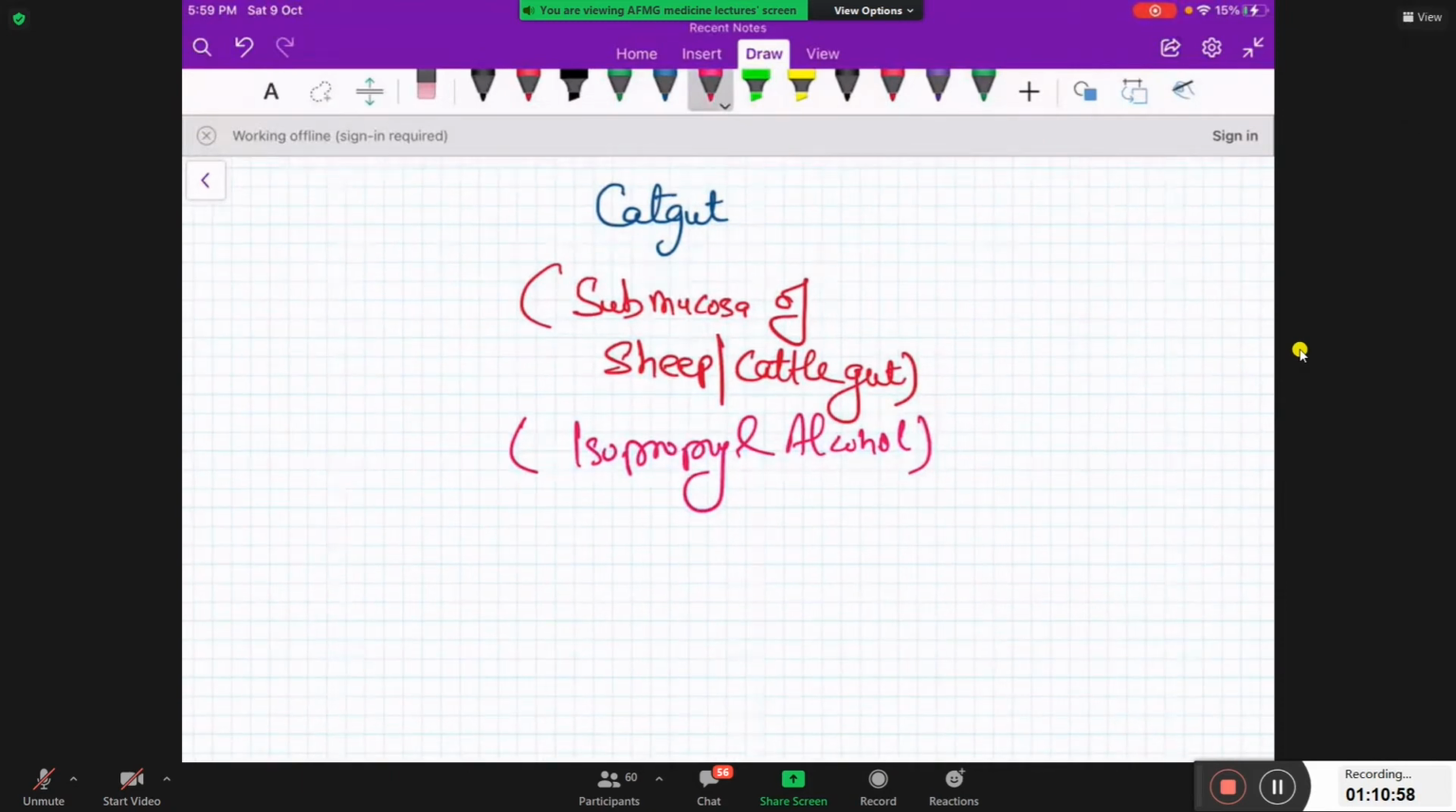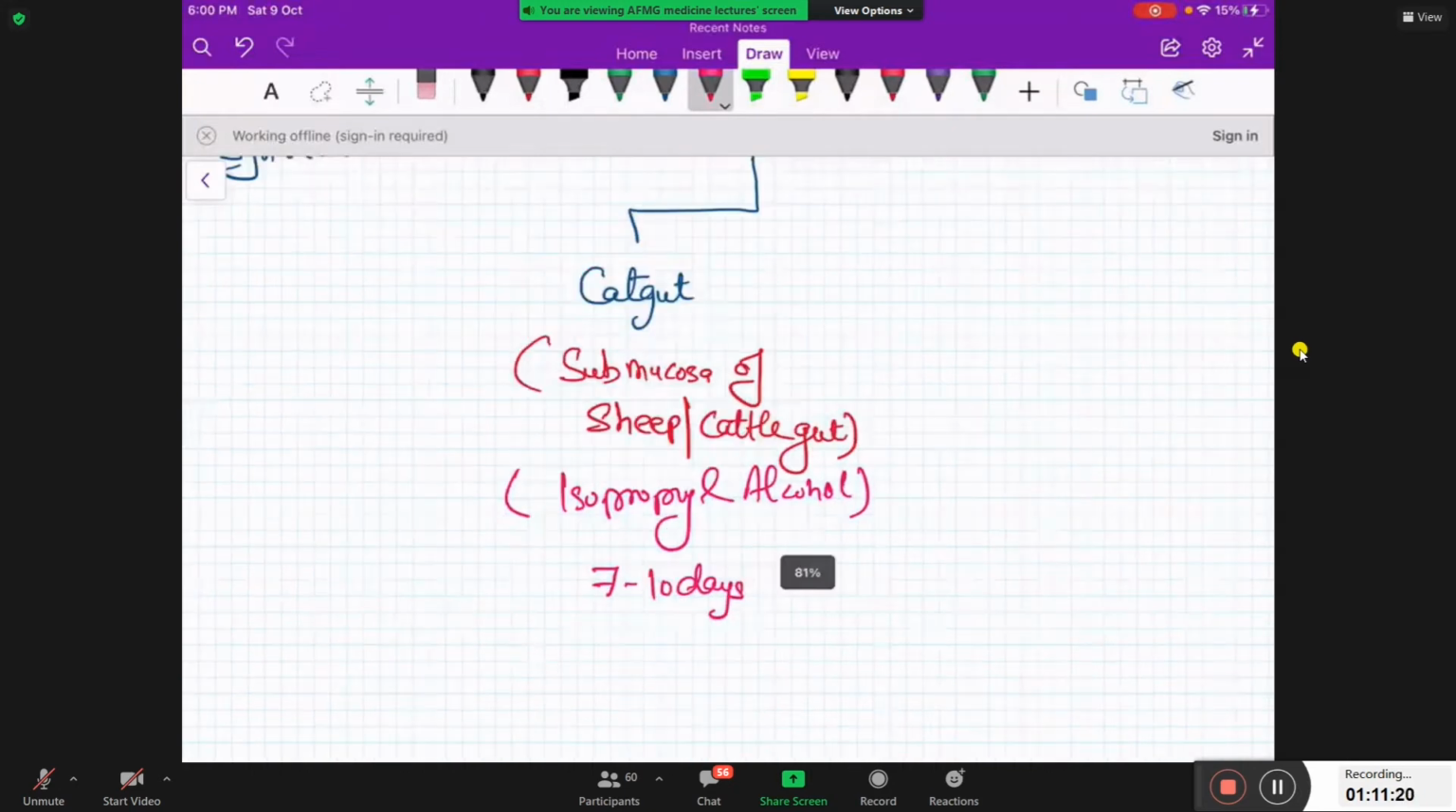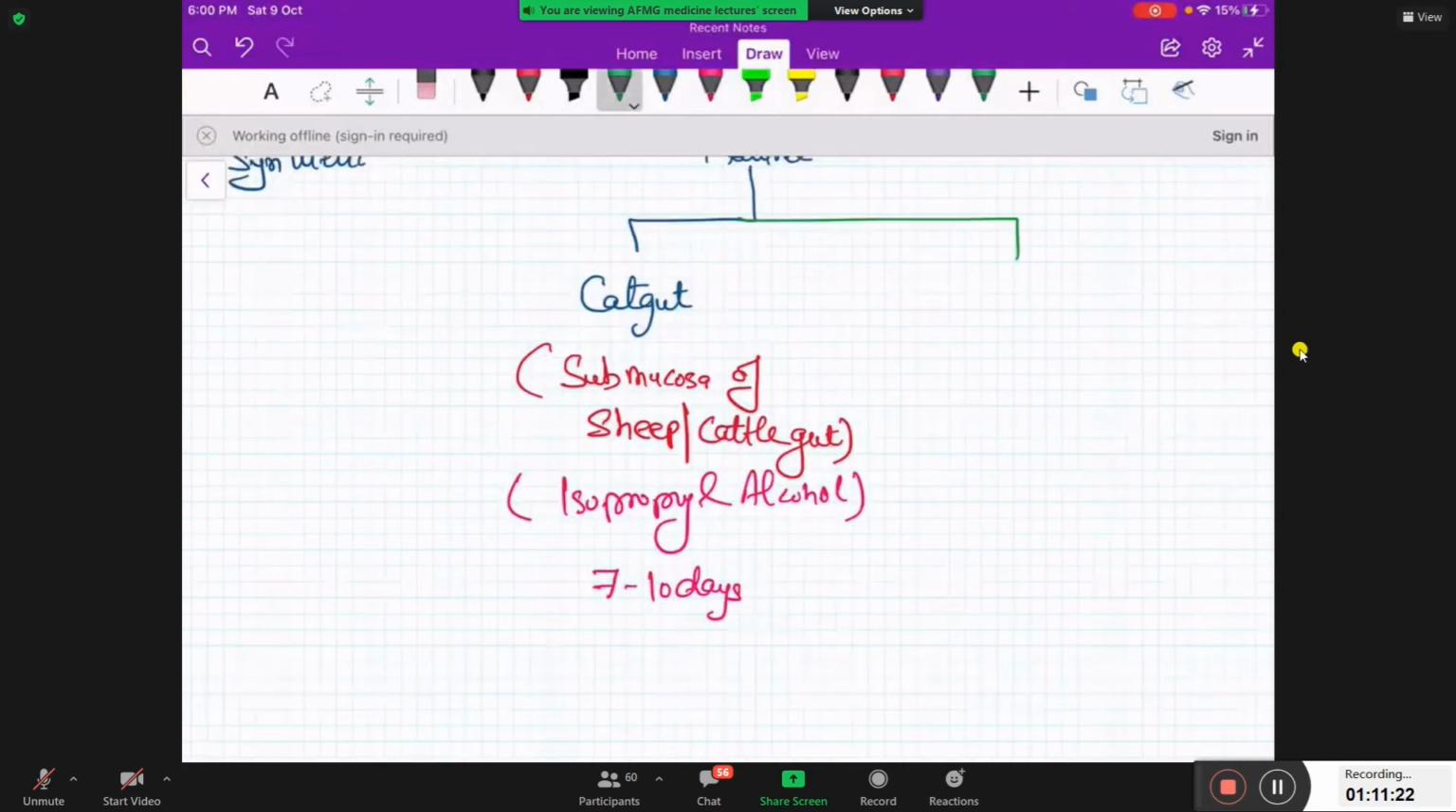Isopropyl alcohol, and it's an absorbable suture material, and this absorbable suture material loses its strength in 7 to 10 days, right? And then we also have chromic catgut.